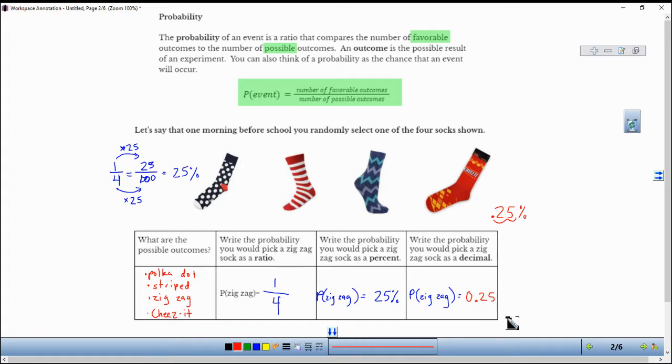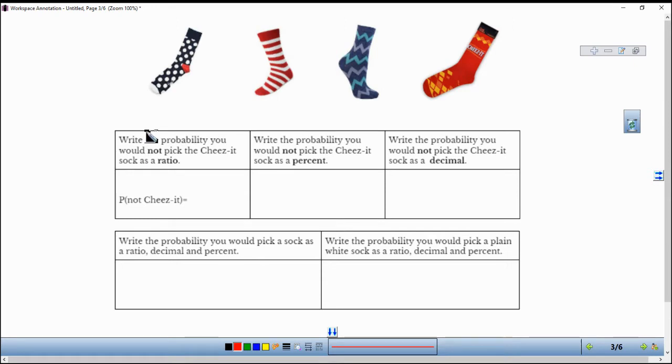Okay, so we can show probabilities in 3 different ways: as ratios or fractions, percents, and decimals. Each one of these probabilities means the same thing. It's just shown in a different way. Now let's take a look at another event here, another example using this same set of socks. It says, write the probability you would not pick the Cheez-It sock.